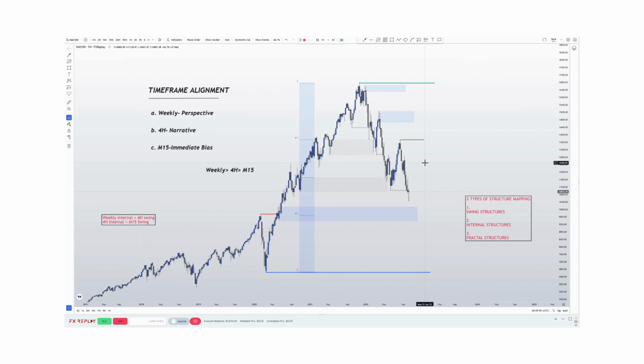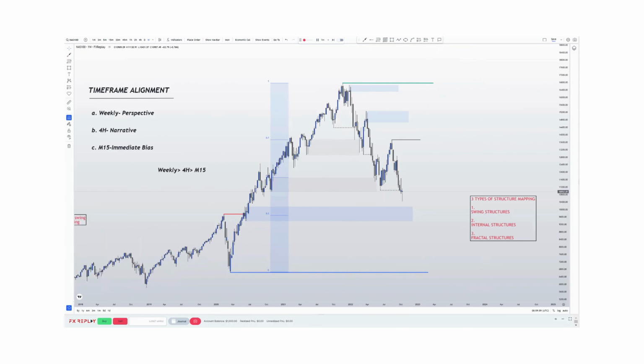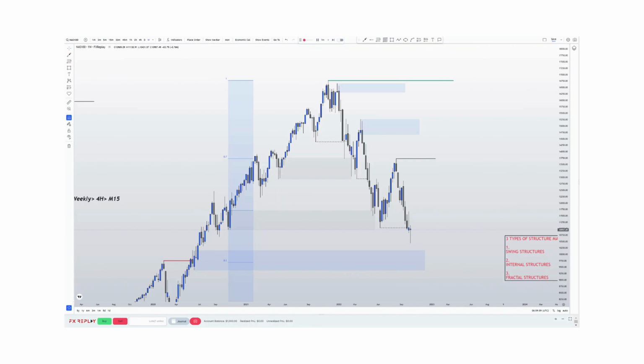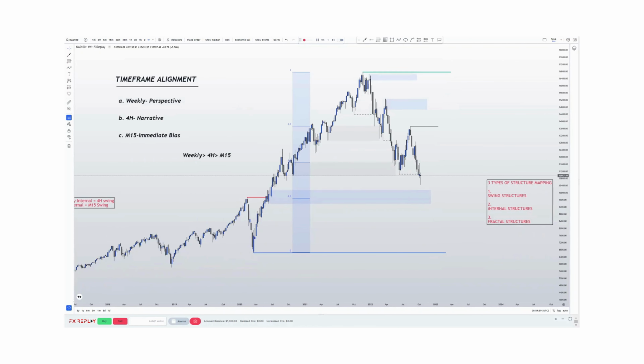Internal structures, we have these minor breaks over here. You can see that we had lower low, lower high, lower low, lower high, lower low, lower high, lower low. So those are the internal structures. They are inside the swing structures.